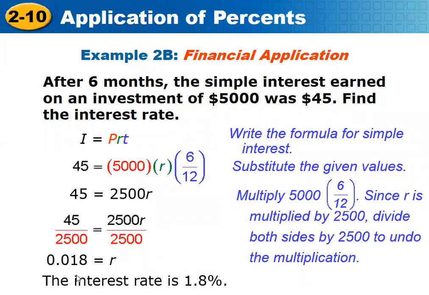If you want to convert from decimal to percent, we will multiply by 100, which means I'm going to move the decimal point 2 digits to the right. Then the answer will be: the interest rate is 1.8%. Done?